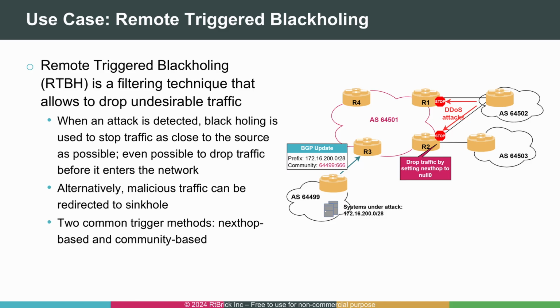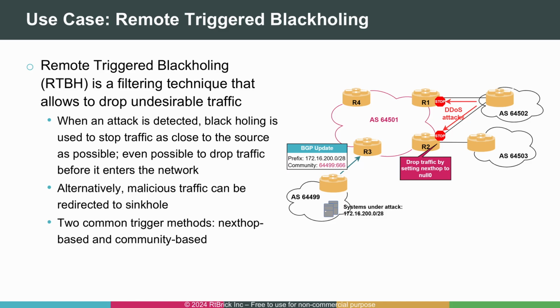Imagine Autonomous System 64499 has a few servers under attack. Once the attack is detected, blackholing lets us drop that malicious traffic before it reaches the target. To minimize the impact, we want to drop it as close to the source as possible, ideally before it even enters our network. In some cases, instead of dropping the traffic outright, we might redirect it to a sinkhole, a system designed to inspect and analyze malicious traffic.